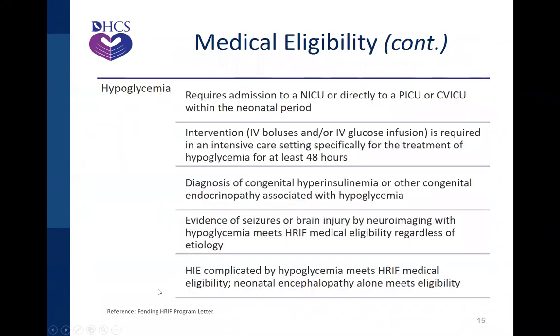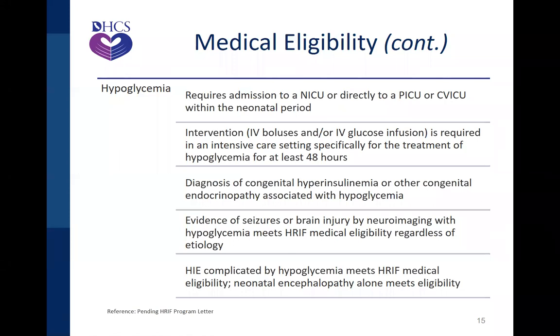So, then the next slide pertains to hypoglycemia. So here, if you notice at the bottom, there is a pending HRIF program letter on clarification of the medical eligibility criterion for hypoglycemia, and it should be coming out soon. The HRIF Executive Committee worked on this several months back. It's just that we have a new process here for our program letters, numbered letters. So it's pending currently, but should be out really soon.